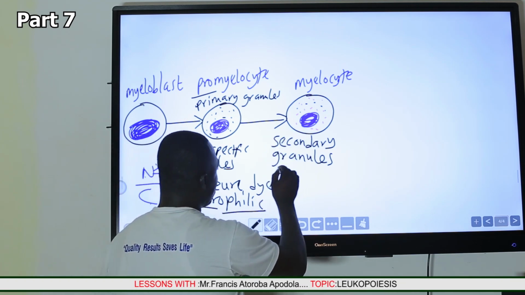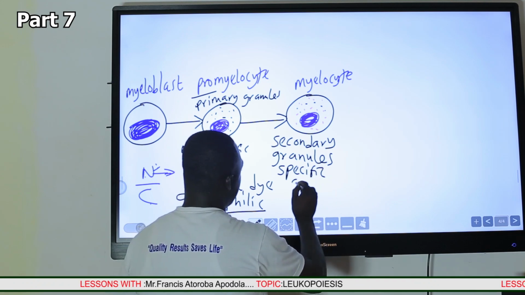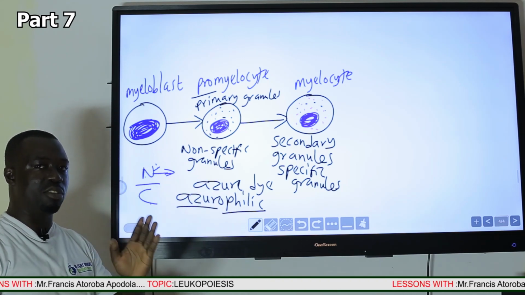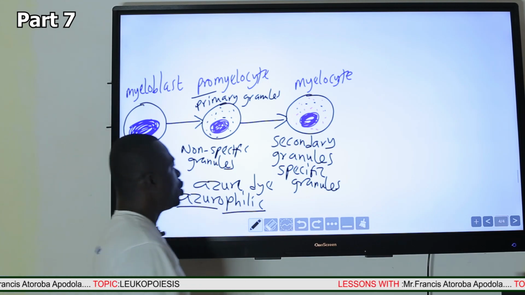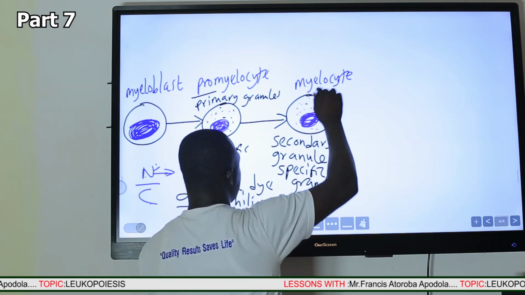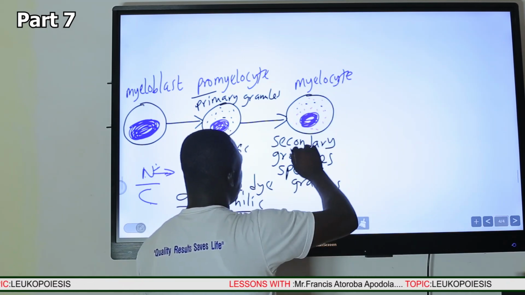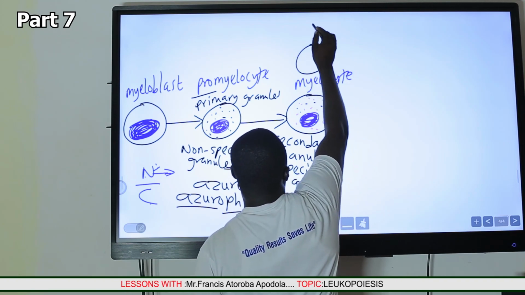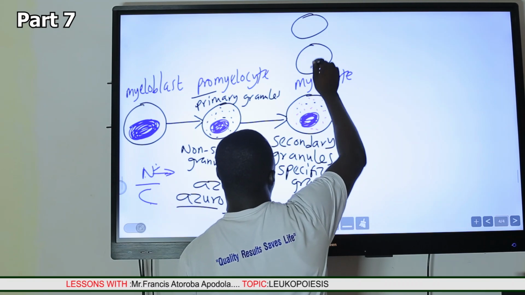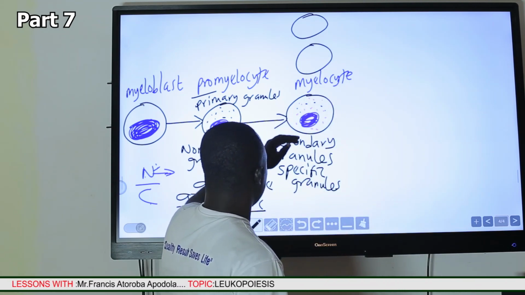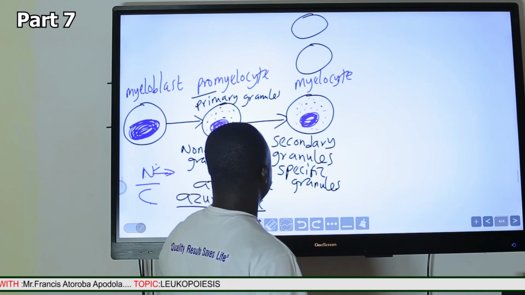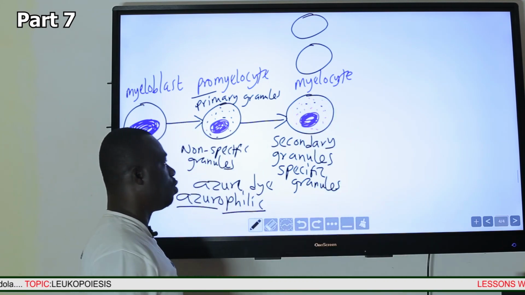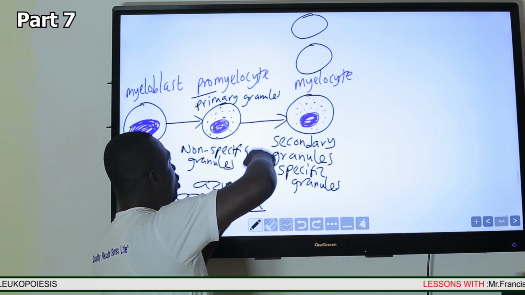And these secondary granules are actually specific. They are called specific granules because we can use these granules to tell whether they are granules of eosinophil, granules of basophils, or granules of neutrophil. So in the myelocyte stage, we could have 3, so we are having 3. We have myelocyte for neutrophil, myelocyte for eosinophil, myelocyte for basophil, because we are now seeing granules that are specific to these types of white cells, and that will help us to differentiate or categorize them.